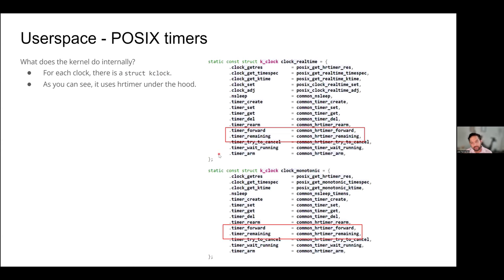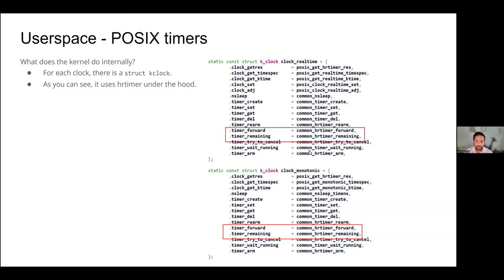Just to tell you how it's implemented under the hood, there's this infrastructure called high resolution timers, which I will go over. All of these POSIX timers use high resolution timers inside of the kernel. In the kernel, you'll see a structure called kclock; for each clock ID, you'll have a kclock. It has a bunch of fields that are pointers to functions that run when the POSIX timer needs to do something. You'll see that a lot of them have the words hrtimer in them. People wonder what these POSIX timers are using inside. It's actually using an HR timer in the kernel.